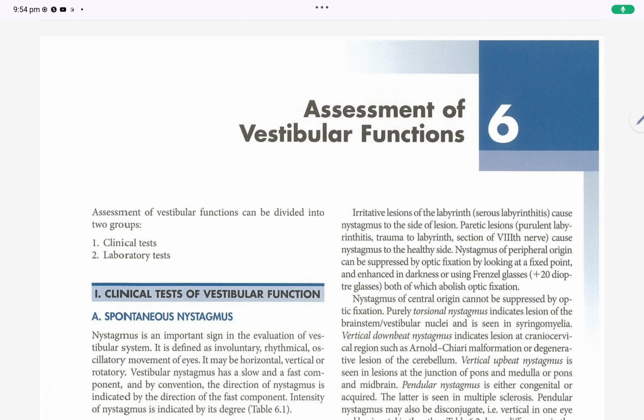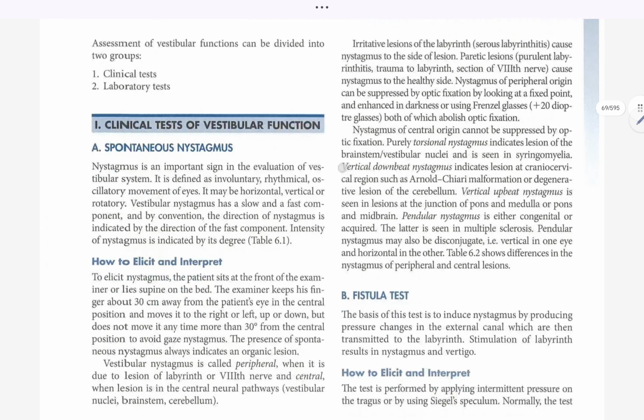Diseases of Ear, Nose and Throat and Head and Neck Surgery by P.L. Dhingra. Chapter 6, Assessment of Vestibular Functions. Assessment of vestibular functions can be divided into two groups: 1. Clinical tests. 2. Laboratory tests.